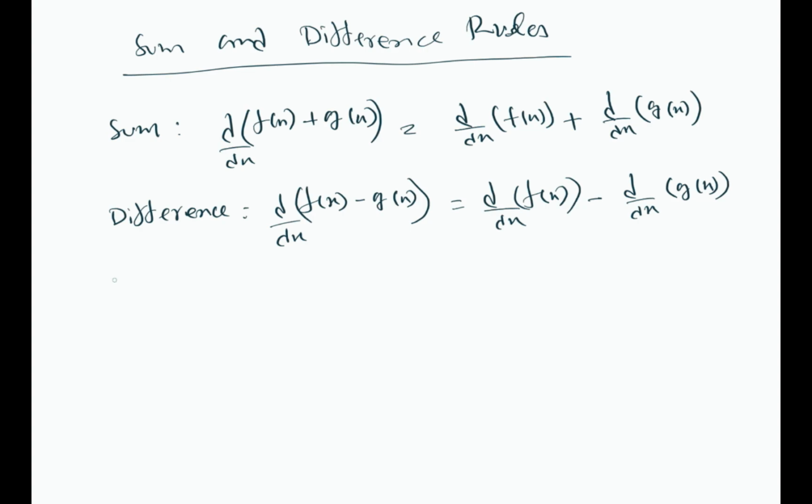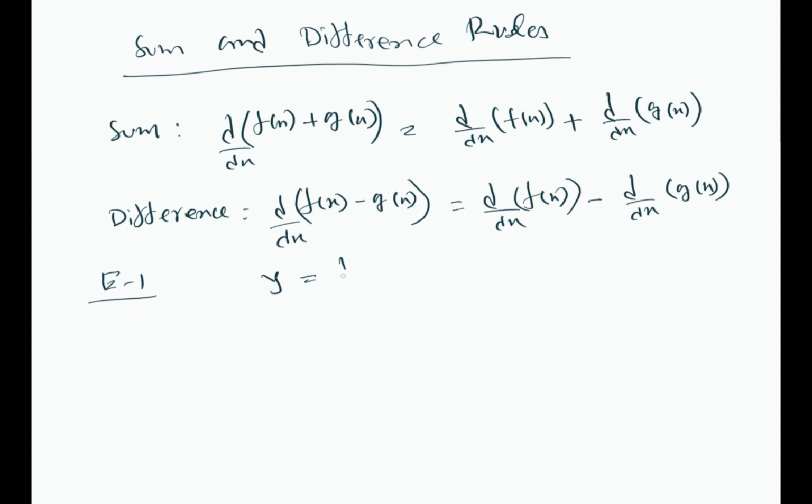Okay, so let's do some examples based on these two rules. Our first example: we have a function which is y is equal to 1 over 3 x to the power 3 minus x squared minus 1.